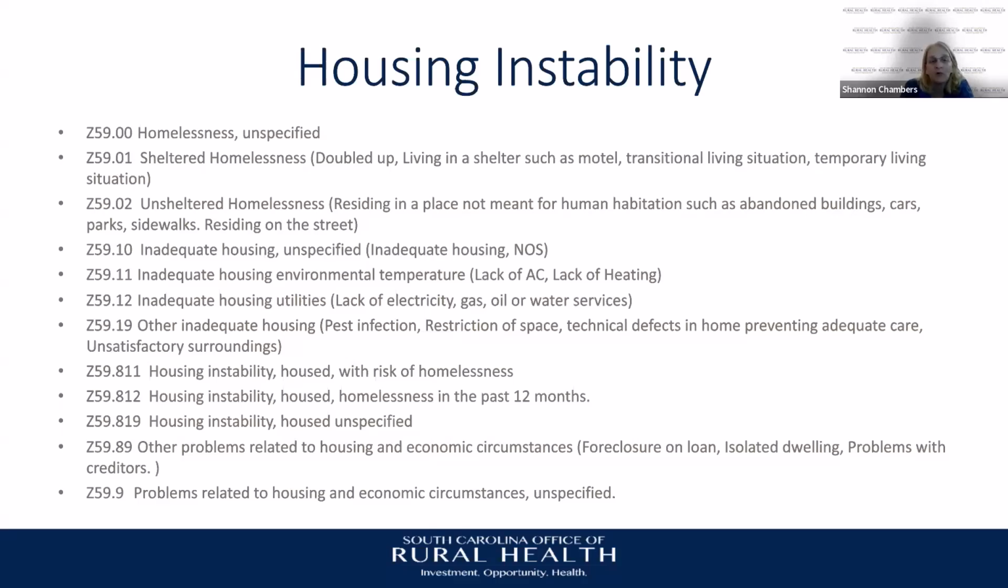Then you have inadequate housing. And here's the one I was telling you about: inadequate housing, environmental temperature, lack of AC, lack of heating. And everything from lack of electricity, gas, oil, water, to other things such as pests, or maybe even things where the ceiling is falling in, unsatisfactory surroundings. Maybe our patient is doing okay, but it's housing instability, so there's a risk of homelessness for our patient. Or they have a house, but they have been homeless in the past 12 months. And then other problems related to housing.